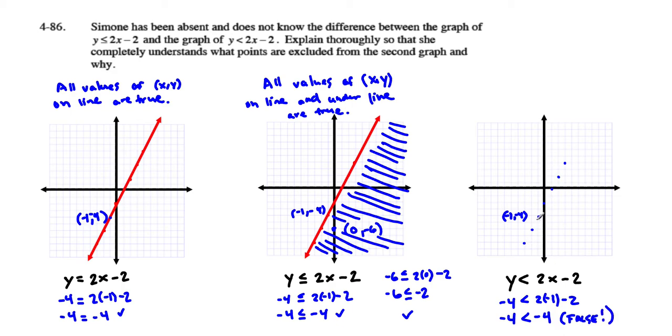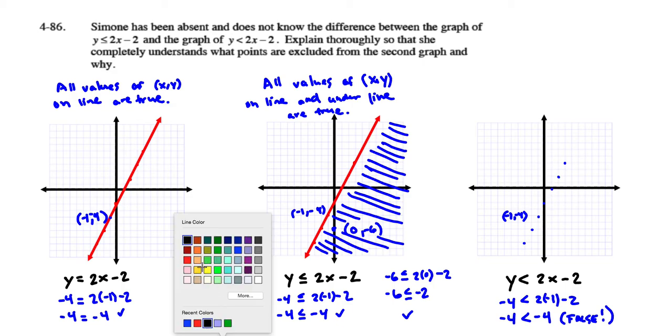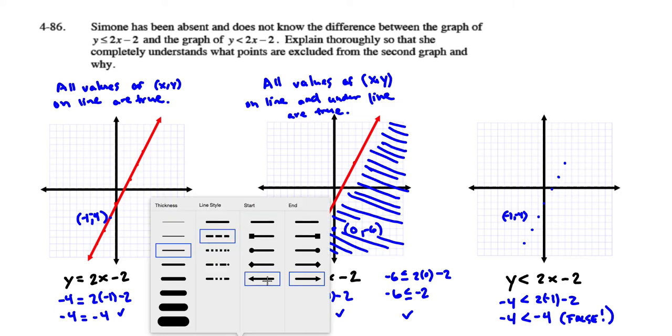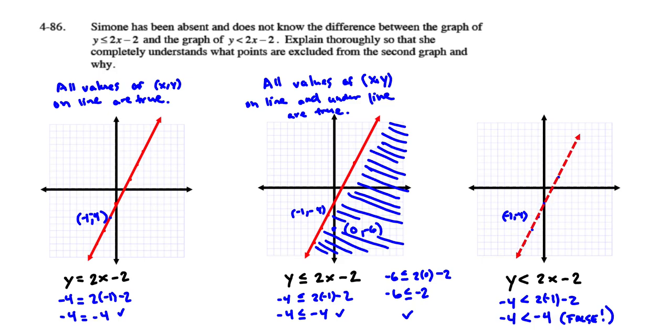So we're going to end up saying that the points on this line are not true. This is still a boundary that we're using, but we need to represent it differently. So remember, we need to make it a dashed line. Let's do a dashed line here. We'll still do red, make it pretty, just like the other. This is how we represent that this is a boundary, but these points are not solutions.